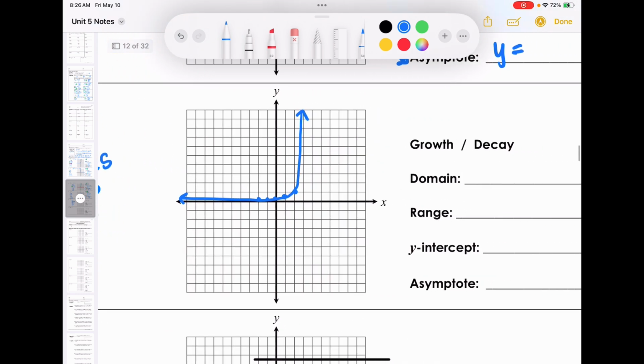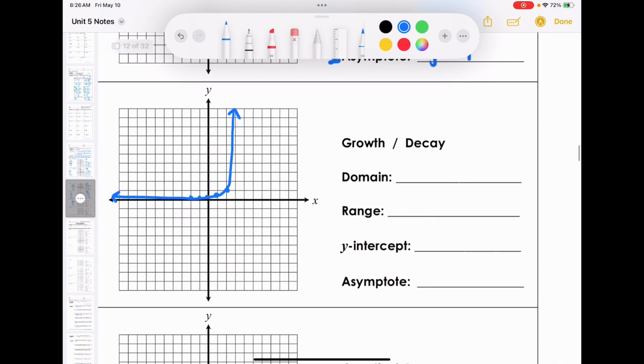Now we're going to do the key features. So our function is y equals 1/4 times 2 to the x power. So whatever number sits with x tells us if it's growth or decay, and it's 2, which is bigger than 1, so that's a growth. Our domain is always all real numbers.